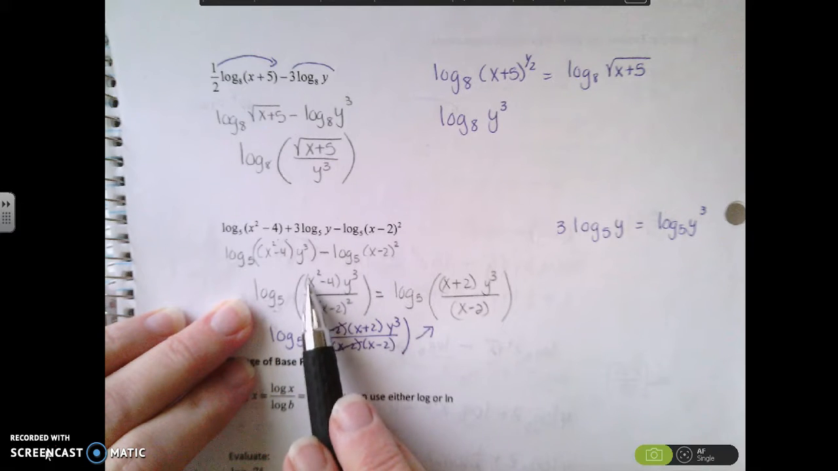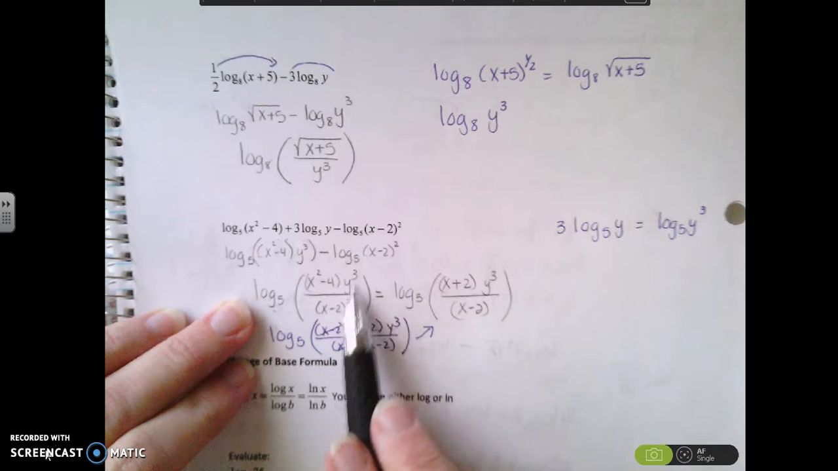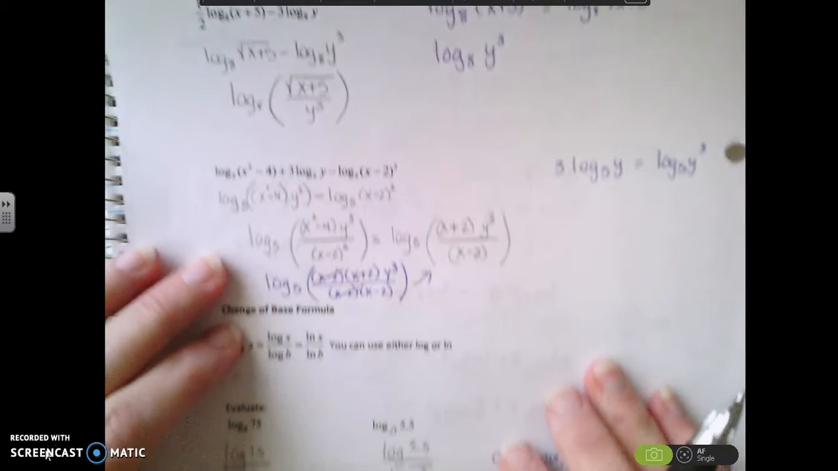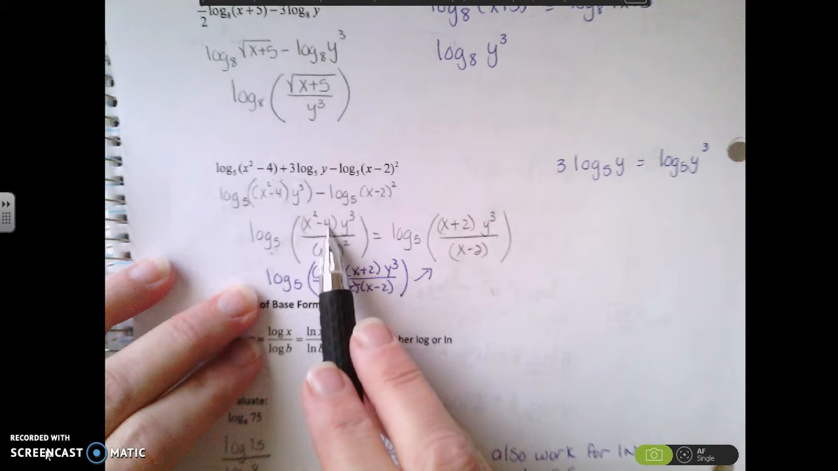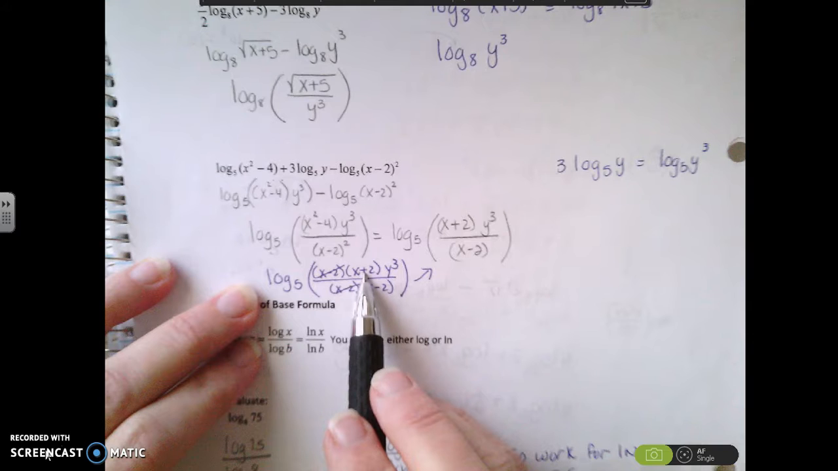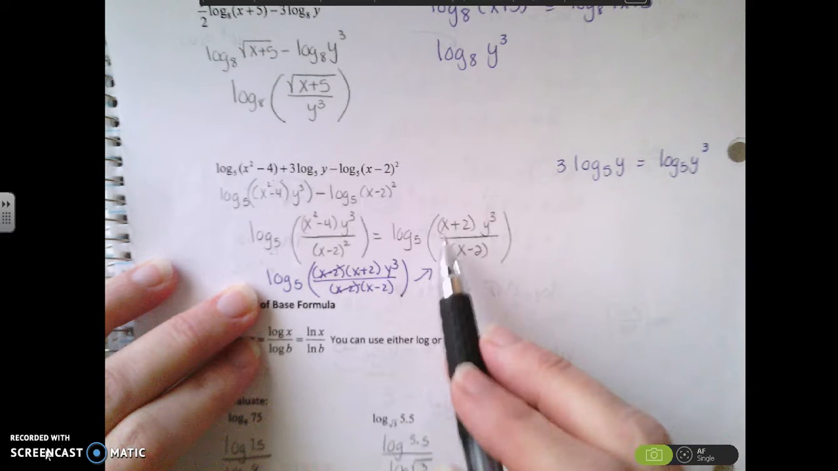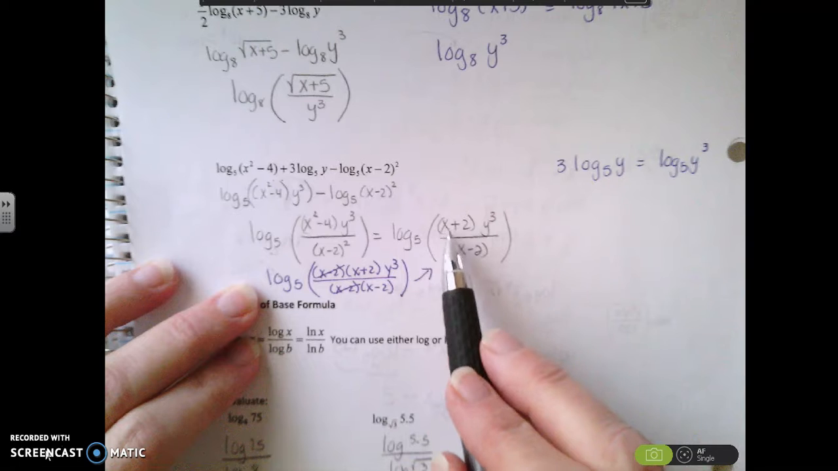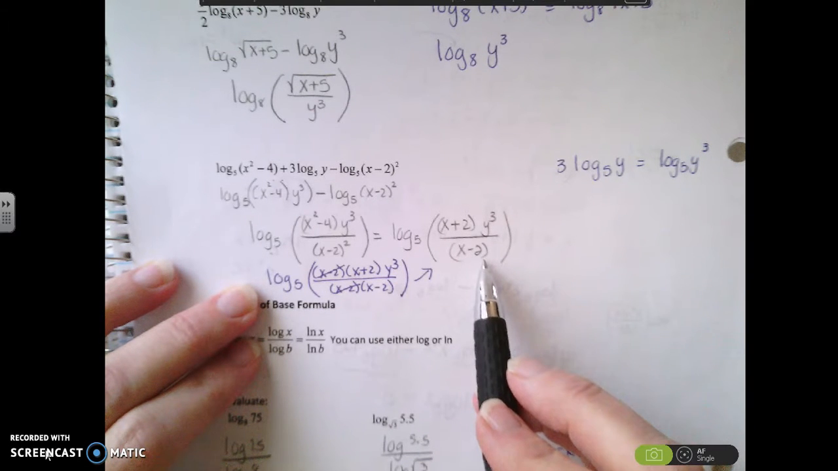So I end up with log x squared minus 4 times y cubed all over log x minus 2 squared. So doing a little bit of algebra, the x squared minus 4 becomes x minus 2 and x plus 2. And then I have x minus 2 on the bottom. So the x minus 2's cancel out, and my final condensed log is log base 5 x plus 2 times y cubed over x minus 2.